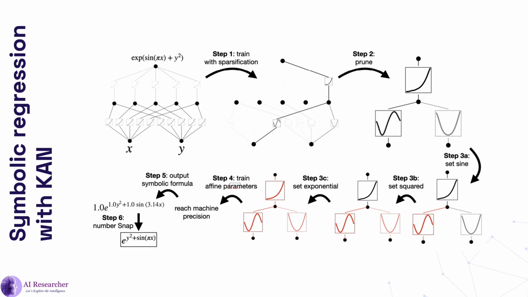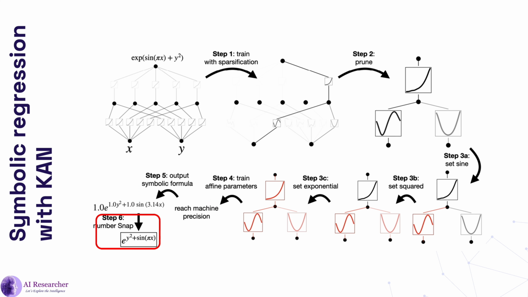So next, step number 4 is train affine parameters. This training is done to fine-tune the affine parameters, which can be constants or coefficients within a symbolic expression identified in the previous steps. The next step is output symbolic formula. The network then outputs the symbolic formula, which provides a mathematical representation of the data relationship it has learned.